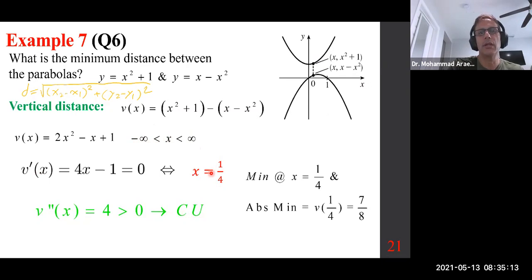The absolute minimum is found by evaluating this, and we have the answer. So what is the minimum distance between the two? We have it.